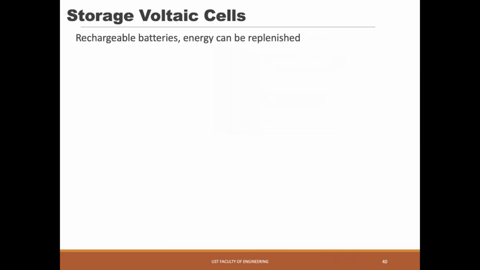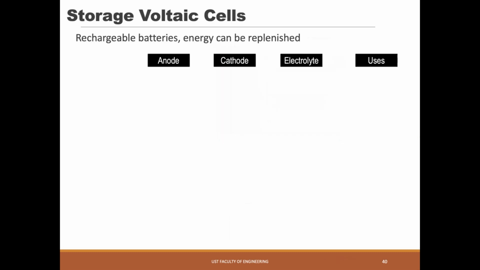So another type of commercial cell is what we call the storage voltaic cells, which covers the rechargeable batteries, meaning that the energy could be replenished as long as we supply energy to it. So again, we're going to analyze the anode, cathode, and electrolyte, and this time we're going to be focusing on the uses instead of the reactions.